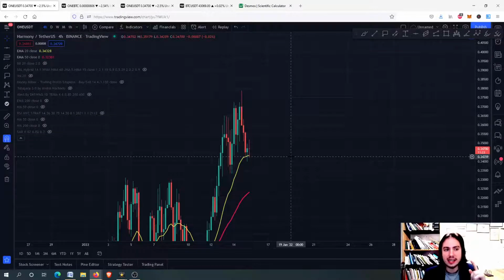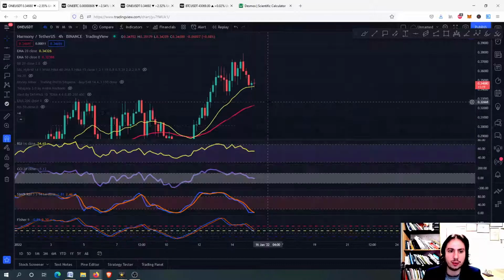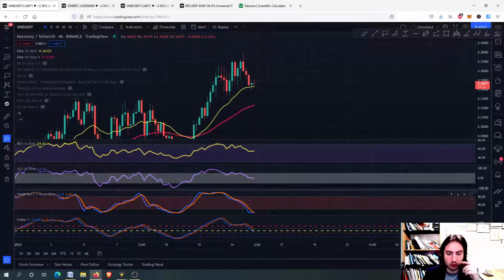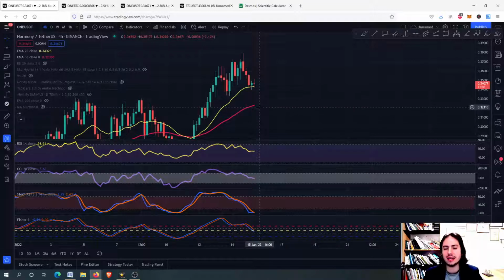Let's proceed quickly into ONE USDT right here. We are going to see first the risk metrics. I have something that I like right here for ONE, but basically what we need to do is to hold the 20-day EMA and the 50-day EMA. Even going down from the 50-day EMA, it is all right. We do not want a crash of Bitcoin.